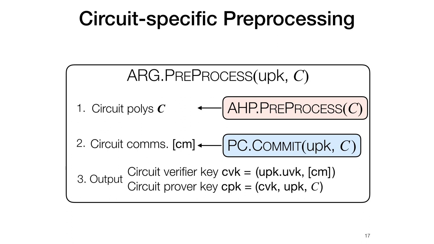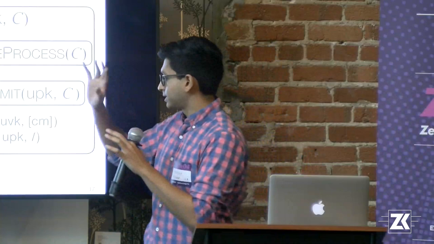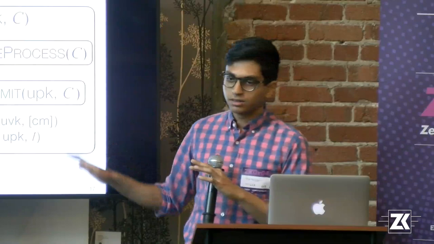Any questions about this? It's very simple. You just run the AHP preprocessing, take the polynomials that it outputs, and commit to them using the polynomial commitment in a deterministic way. The index is some formalization in the paper. Just think of this as a circuit. The I is a circuit.